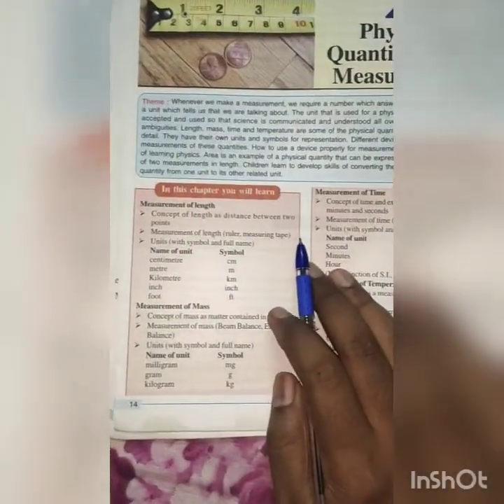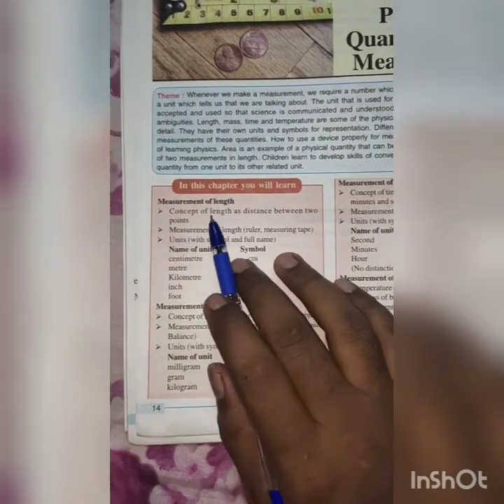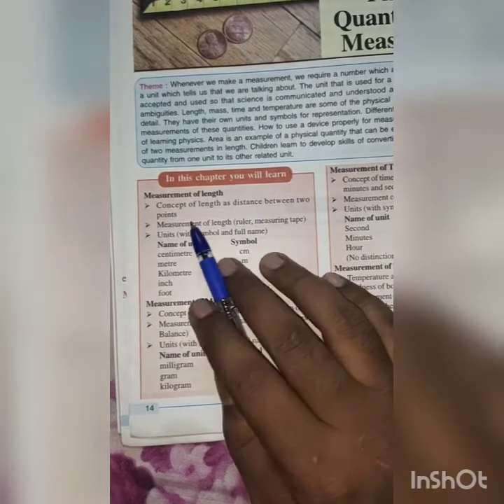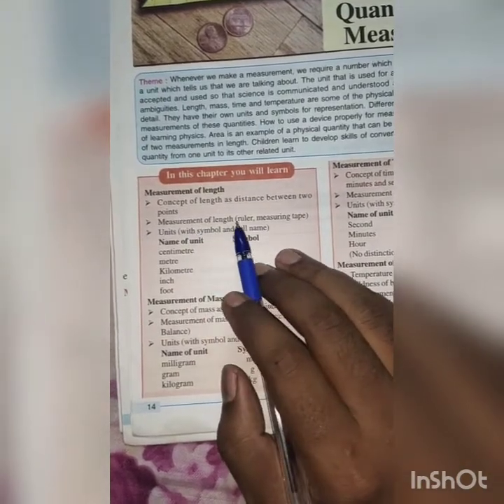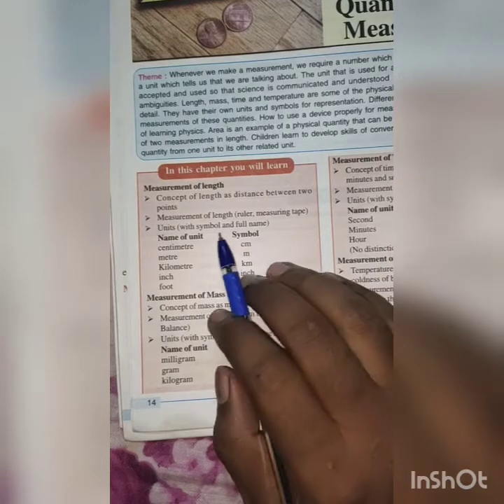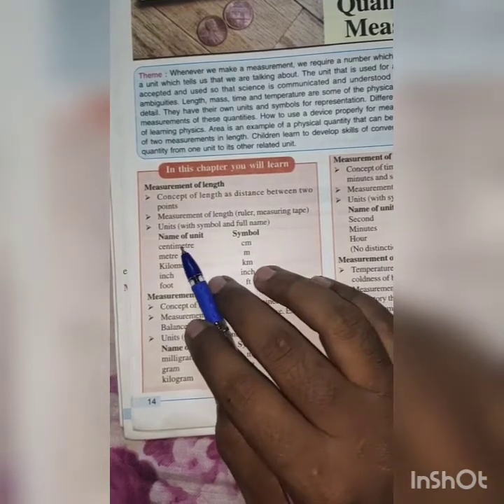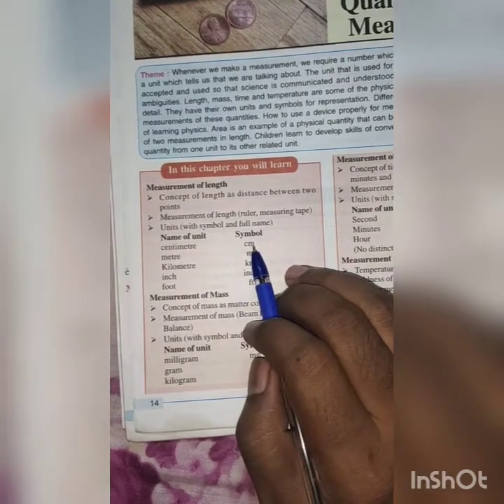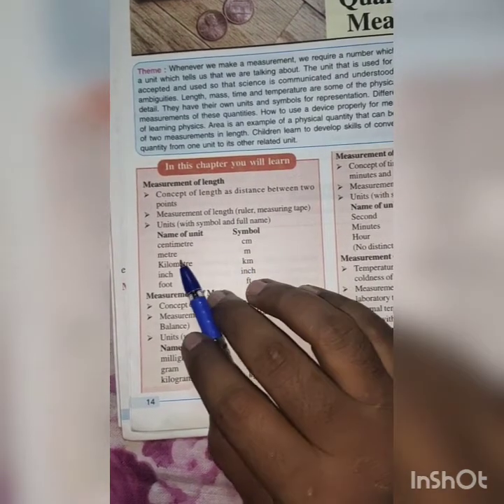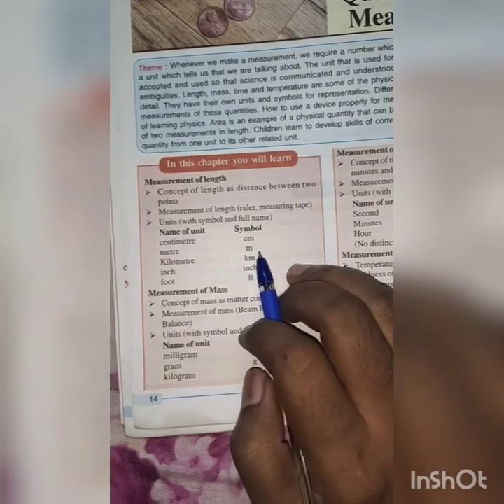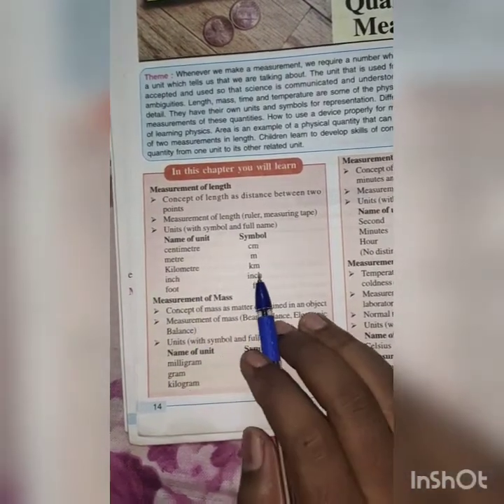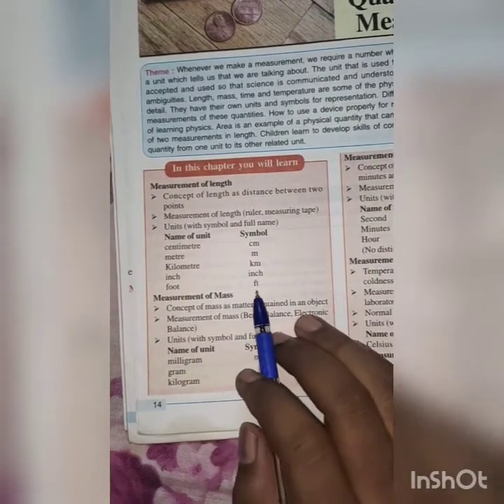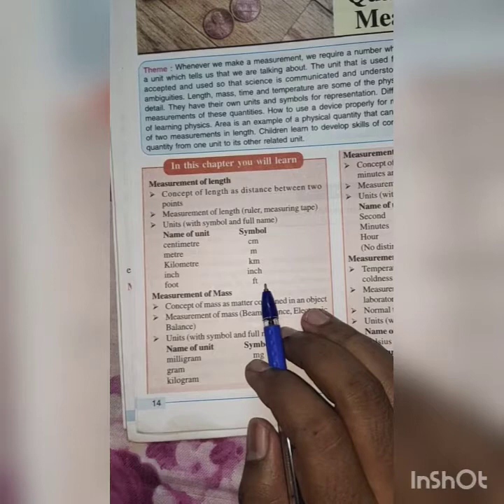So here you are seeing that in this chapter we will learn about the measurement of length, the concept of length as a distance between 2 points, then measurement of length using a ruler and measuring tape. The units are centimeter, which we symbolize as cm, meter, which we symbolize as m, then kilometer, km, then inch, and foot, which we symbolize as ft.